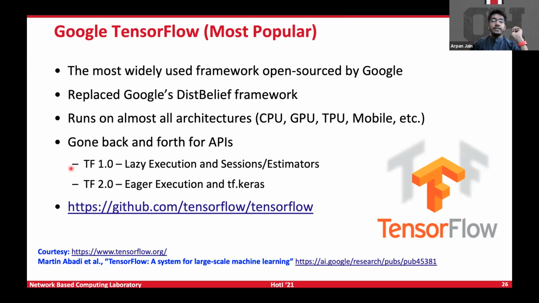And it has two different APIs. Basically, earlier versions of TensorFlow, like the TensorFlow 1.0 series, used TensorFlow sessions and estimators. However, now with the TensorFlow 2.0 series, it has shifted to eager execution and the Keras library. So Keras is a high level model definition library. You can easily define your model using Keras, and it is very, very easy.